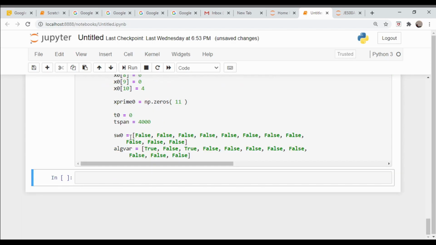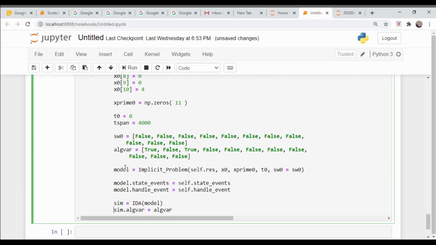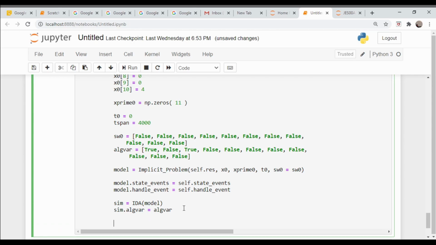I have a habit of doing that recently, forgetting the equal signs. So we create our model object here. We're going to bind some event functions to it, which we haven't written yet. We create our simulation object based on the model, and then of course attach our algebraic variables to that. So let's define the event function actually before we go on from here.